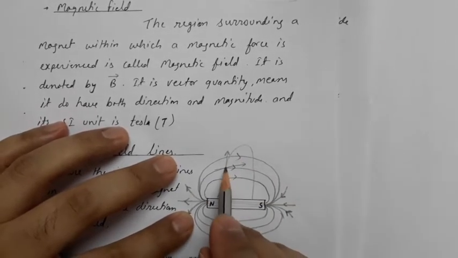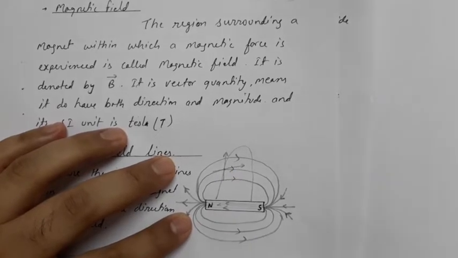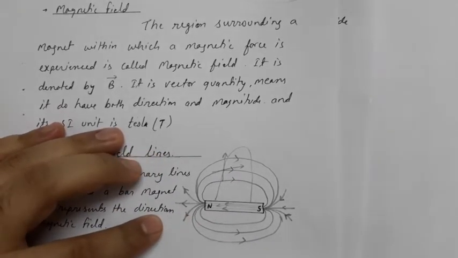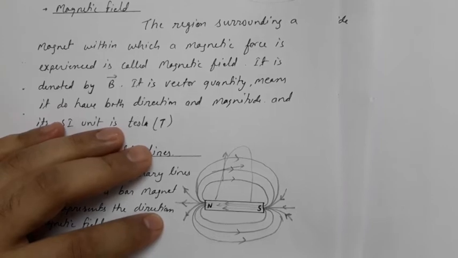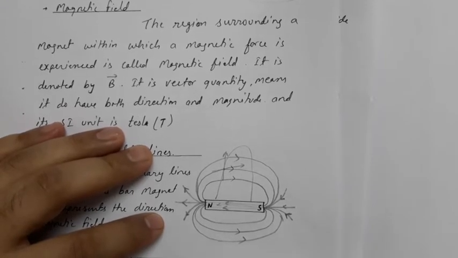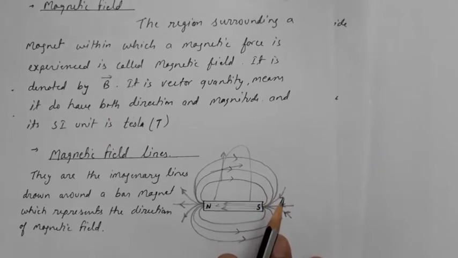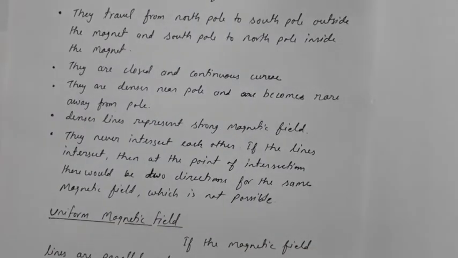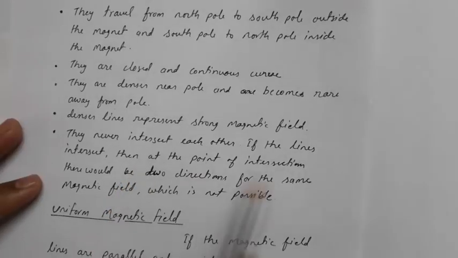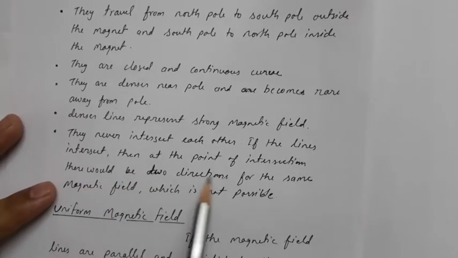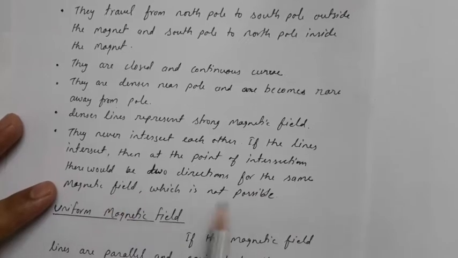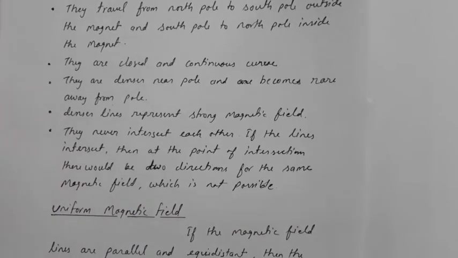So at the same point there will be two directions of magnetic field, and which is not possible. It is impossible to have two directions of a magnetic field at a single point. This question is very important: why do magnetic field lines never intersect each other? So the answer will be, magnetic field lines will never intersect each other, because if they do so, there would be two directions for the same magnetic field, which is not possible. So this is a very important point out of the properties of magnetic field lines.